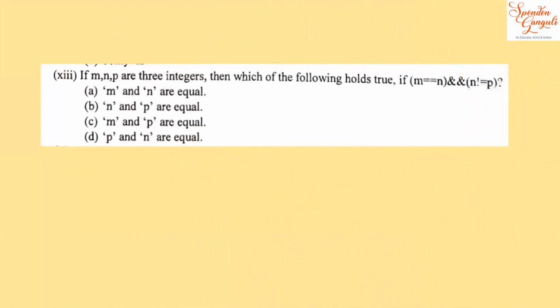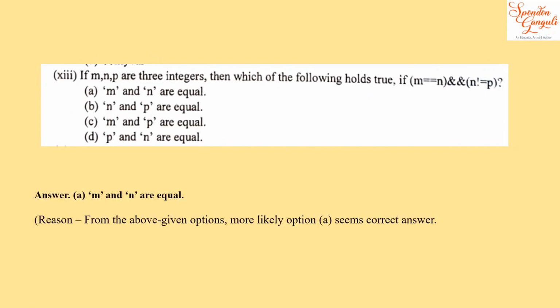Next one, if m, n, p are 3 integers, then which of the following holds true? If m equal to n and n not equal to p, is it m and n are equal, n and p are equal, m and p are equal, p and n are equal? Here the correct answer is m and n are equal, because from all the given options, the most likely option seems to be option A, which is m and n are equal, whereas n and p are given as not equal. So the rest do not go with the conditional statement.